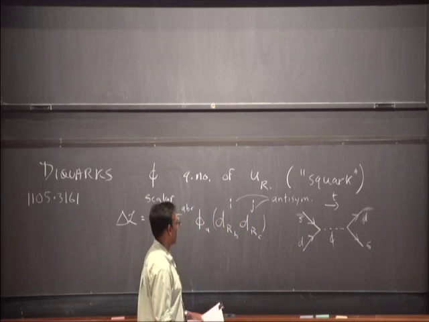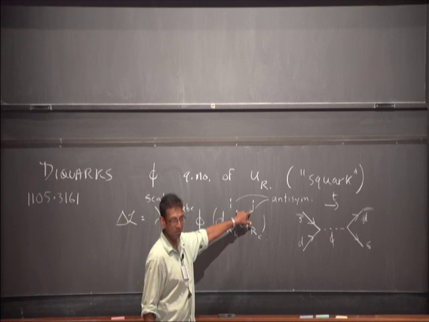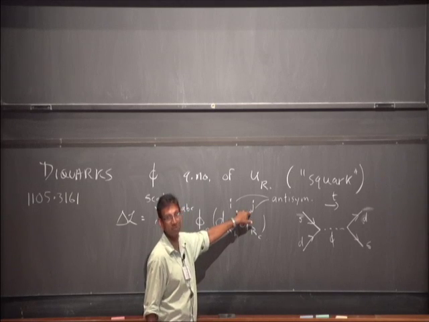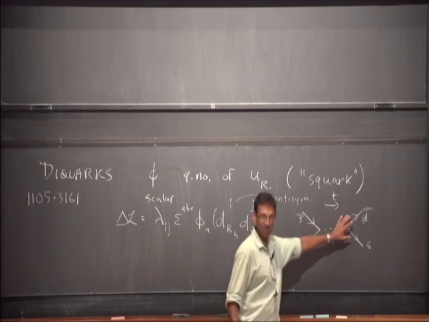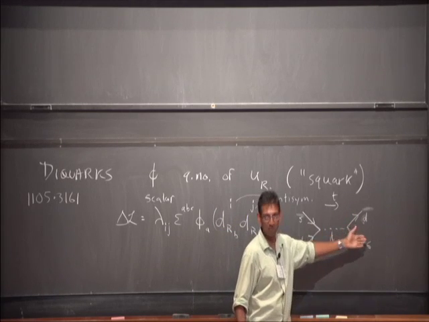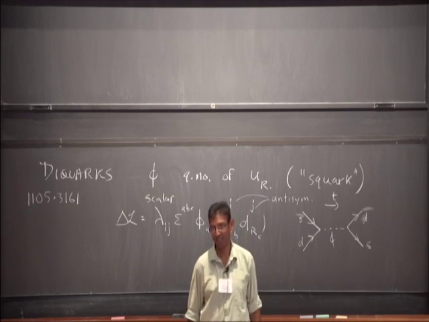Okay? In fact, in a two-generation model, something antisymmetric in generation number is necessarily a flavor singlet, a singlet of flavor symmetries. So it cannot. It's not that I've tuned its couplings so that it does not mediate flavor-changing neutral currents. It is algebraically incapable of mediating flavor-changing neutral currents.